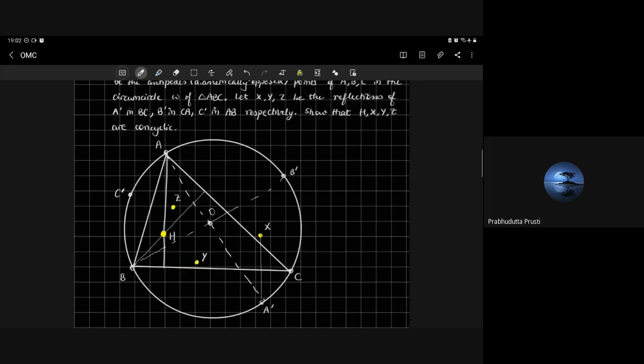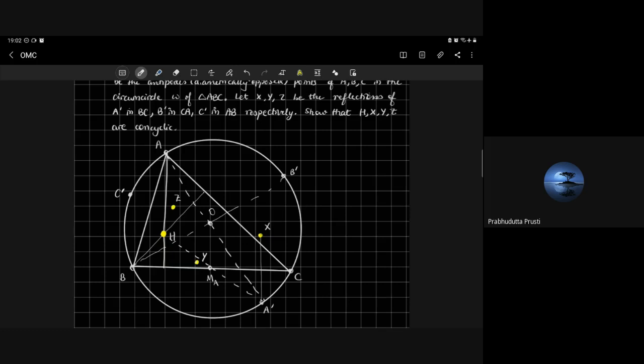Yeah, A prime is the reflection of H over the midpoint of BC. Good. So let's call the midpoint of BC M sub A. Then A prime is the reflection of H over M sub A. So yes, Samarth says introduce the centroid.